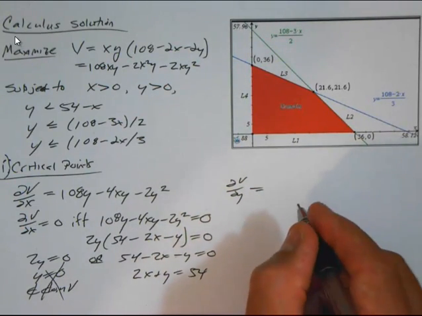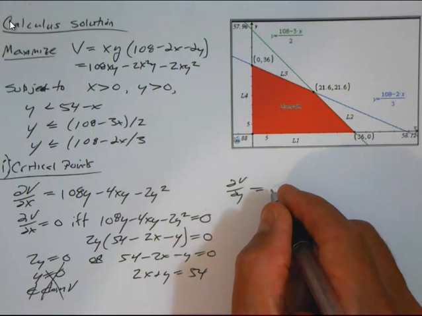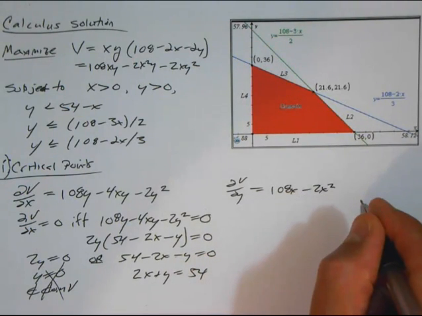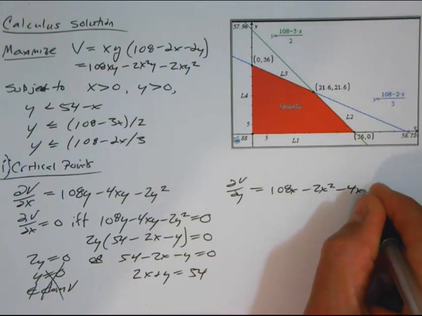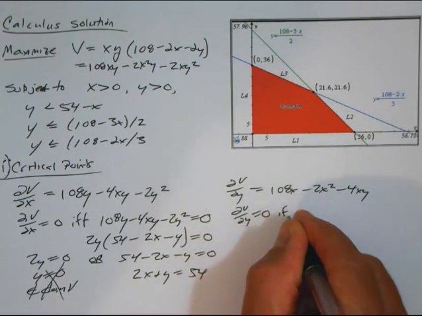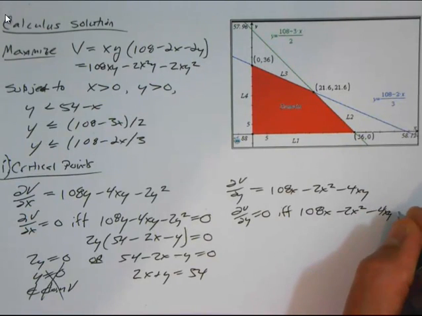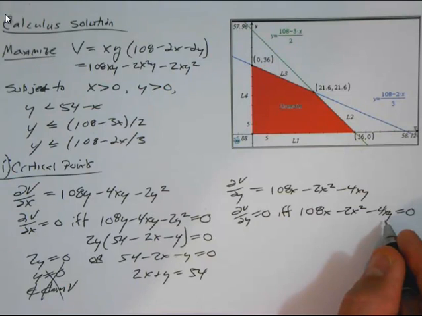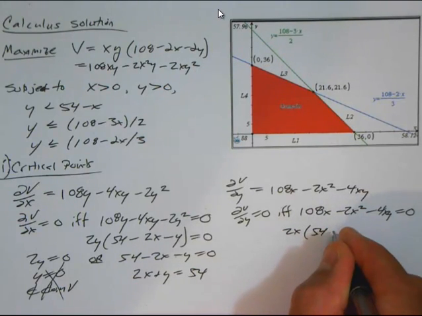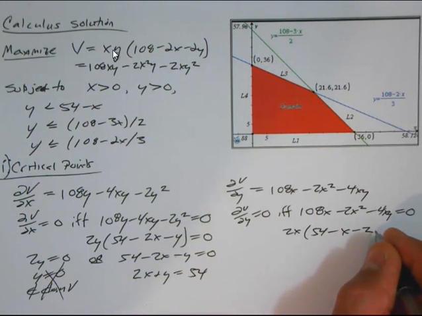So first let's get this partial derivative calculated, back up to the original formulation, and let's see here, we would have a 108x minus a 2x squared, minus a 4xy. Then, to consider dv dy equals 0, that occurs if and only if 108x minus 2x squared minus 4xy equals 0. Here, factorization is available at first. A 2x factors out, leaves behind 54 minus x minus 2y.